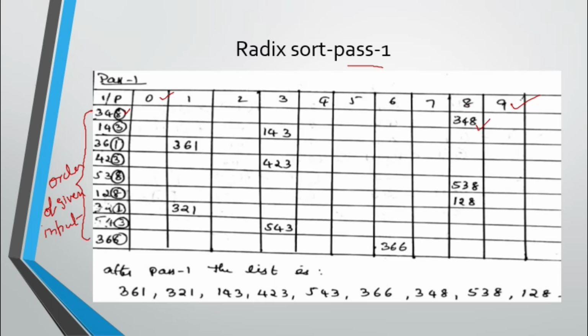Next number, 143. In ones place what number is there? 3 is there. So under 3 you need to write it. Next is 361. Under ones place 1 you have, so right here. Next you have 423. You write it in 3. Next you have 538. Write it under 8. Next 128. That also ones digit is 8, so write it under 8. Next is 390.